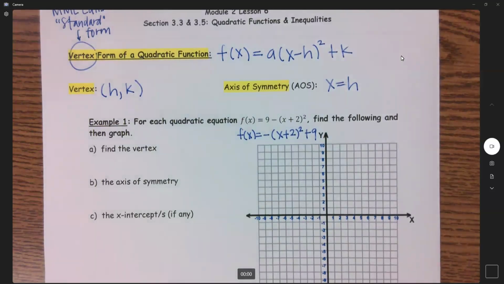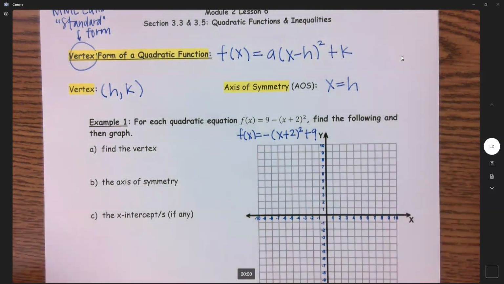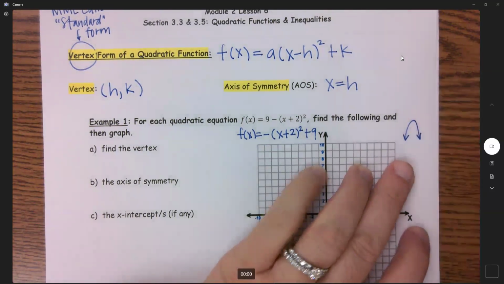So this doesn't really ask, does it open up or does it open down? But I do want to make note that because of this minus right here, this parabola is going to open upside down. So this parabola will go concave down like this.